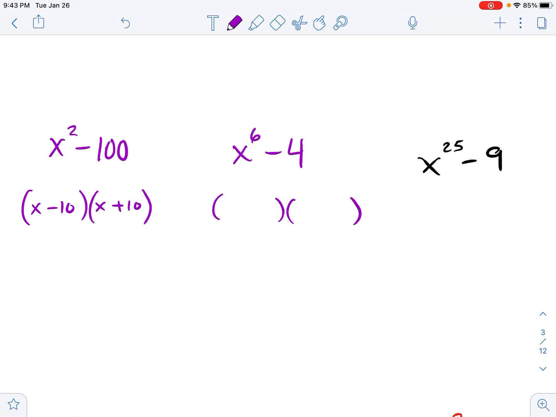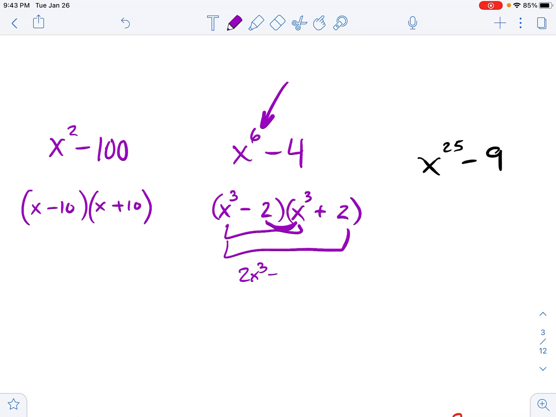x to the 6th minus 4, you might be thinking, that's not a perfect square. Okay, 6 is not a perfect square. x to the 6th, however, is an even exponent, and yes, it is a perfect square. If you're not sure, FOIL it. F, O, I, L. Great. x to the 6th minus 4.